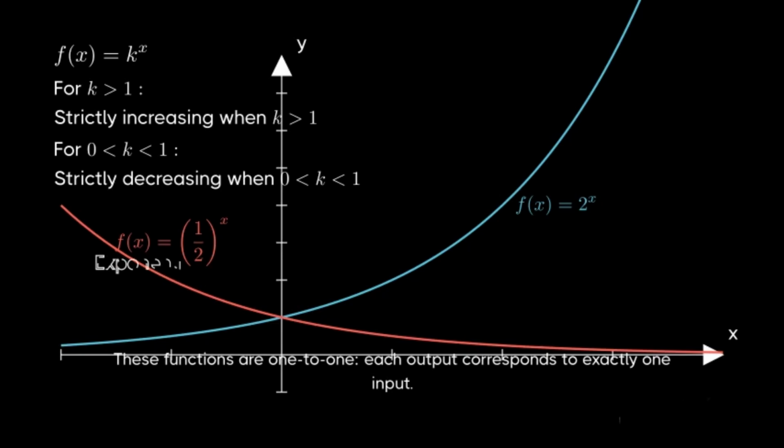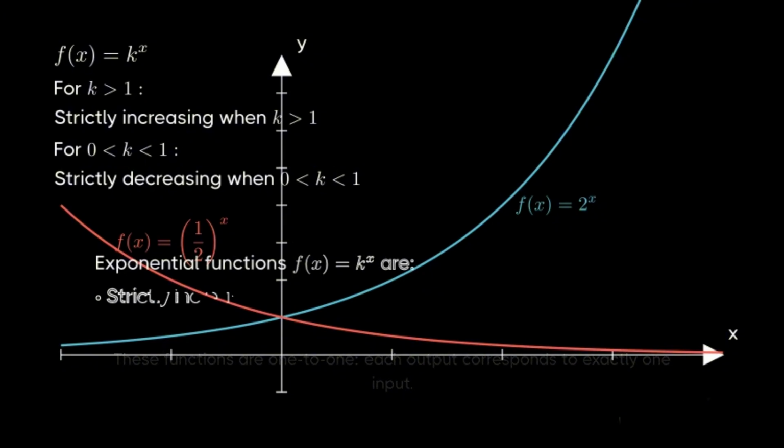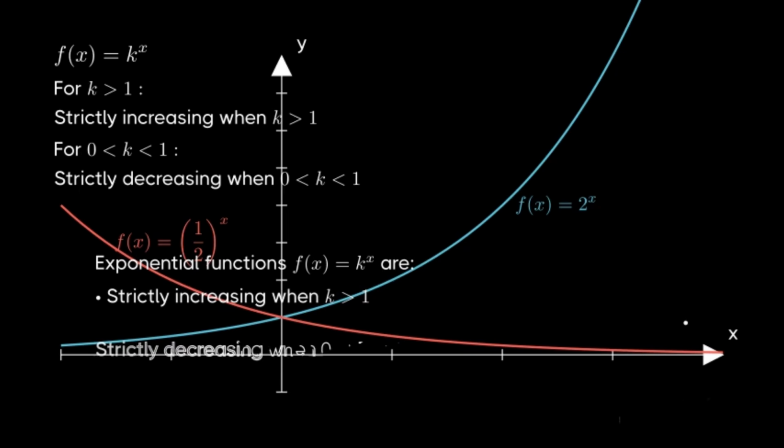To summarize, exponential functions of the form f of x equals k raised to the x power have three key properties. They're strictly increasing when k is greater than 1, strictly decreasing when k is between 0 and 1, and most importantly, they're one-to-one for all positive values of k, except when k equals 1. These properties together prove that if k raised to the n equals k raised to the m, then n must equal m, as long as k is positive and not equal to 1.